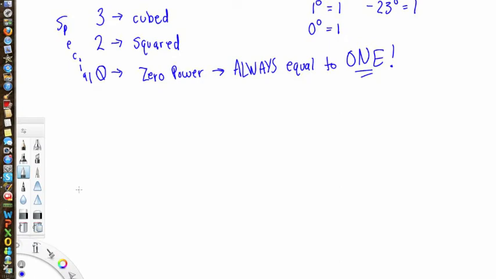Let's say we have 3 to the third power. What does that mean? Well, our exponent's 3, our base is 3, so we're going to use our base 3 as a factor 3 times, so it's going to be 3 times 3 times 3. And we know that 3 times 3 is 9, and 9 times 3 is 27. By the way, we could also say not 3 to the third power, but 3 cubed. Very good.